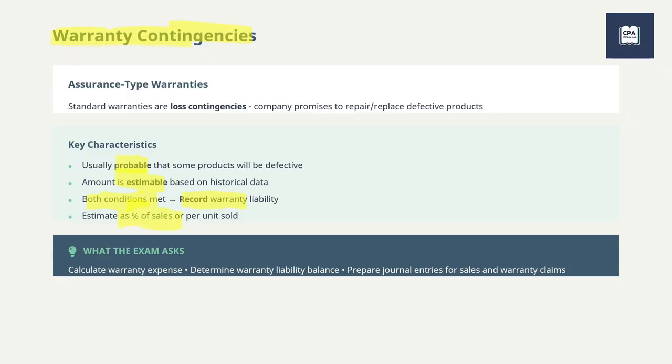and we estimate it as a percentage of the sales or units sold. So in the exam, what kind of questions can you expect? They can give you the information and ask you to calculate the warranty expense. They can ask you for the warranty liability balance and to prepare journal entries.